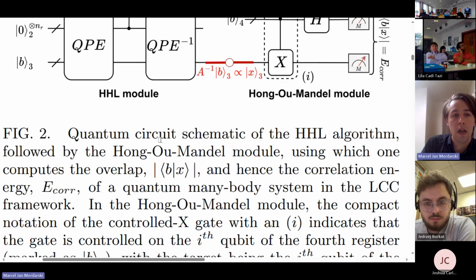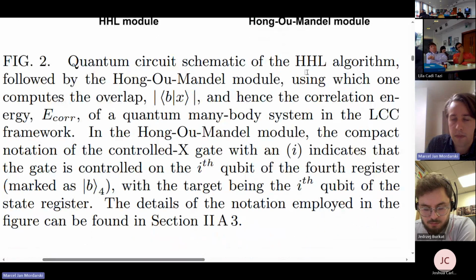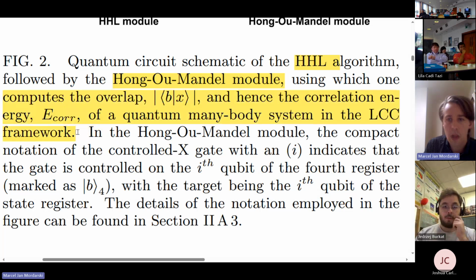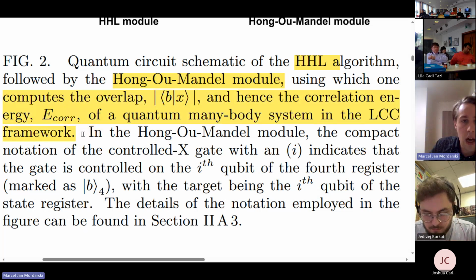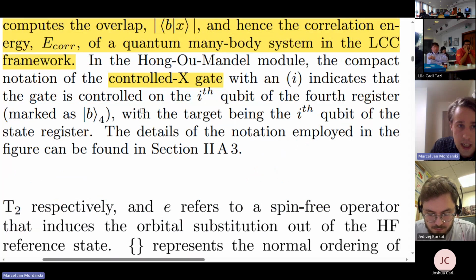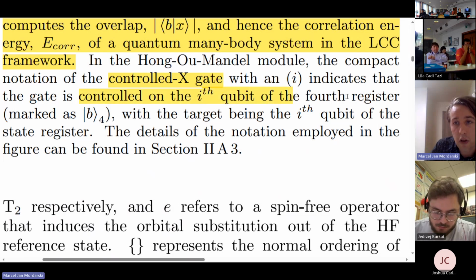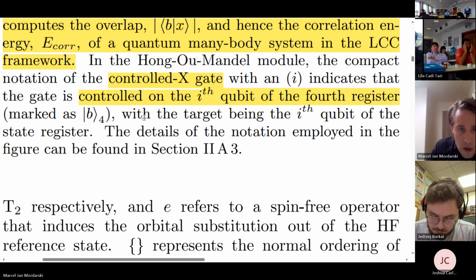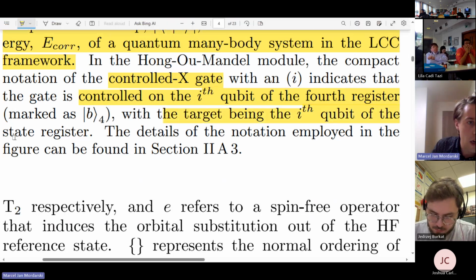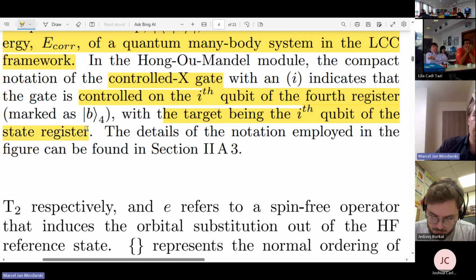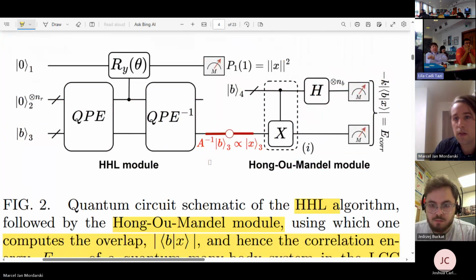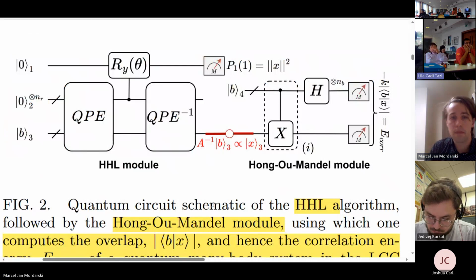And as they remark, they followed the standard HHL with a Hong-Mandel module to get the correlations of LCC framework. And this is just a compact notation for the controlled X gate, which indicates that the gate and the rotation is controlled on the ith qubit of the 4th register, with the target being the ith qubit of the state register. So this is just a dot product, basically, a sort of binary dot product.